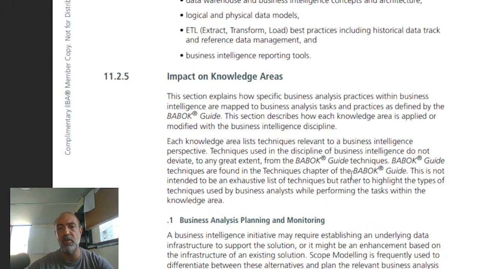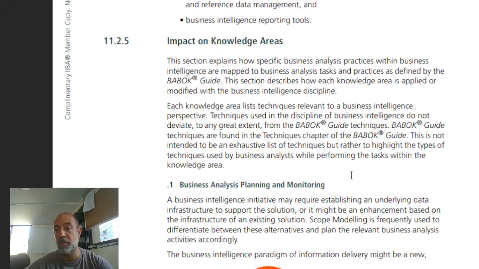Last but not least, impact on knowledge areas. This section explains how specific business analysis practices within business intelligence are mapped to business analysis tasks and practices as defined by the guide. This section describes how each knowledge area is applied or modified to the business intelligence discipline. Each knowledge area lists techniques relevant to business intelligence perspectives.